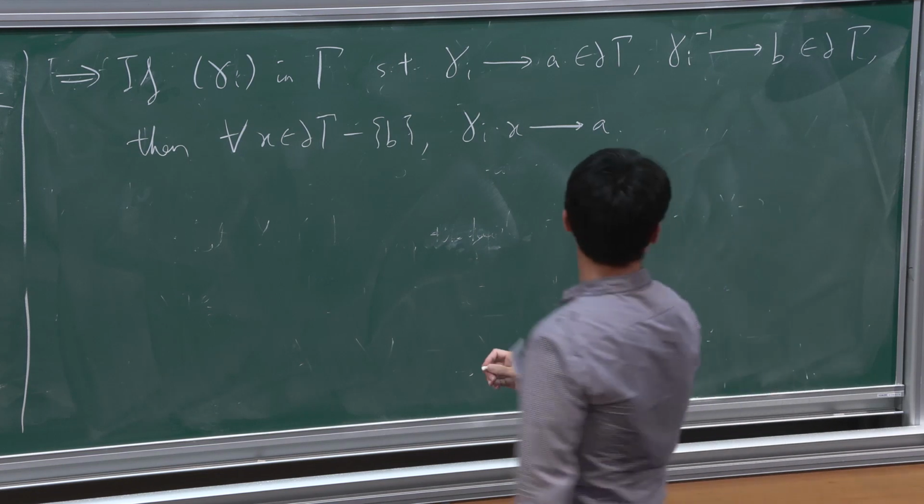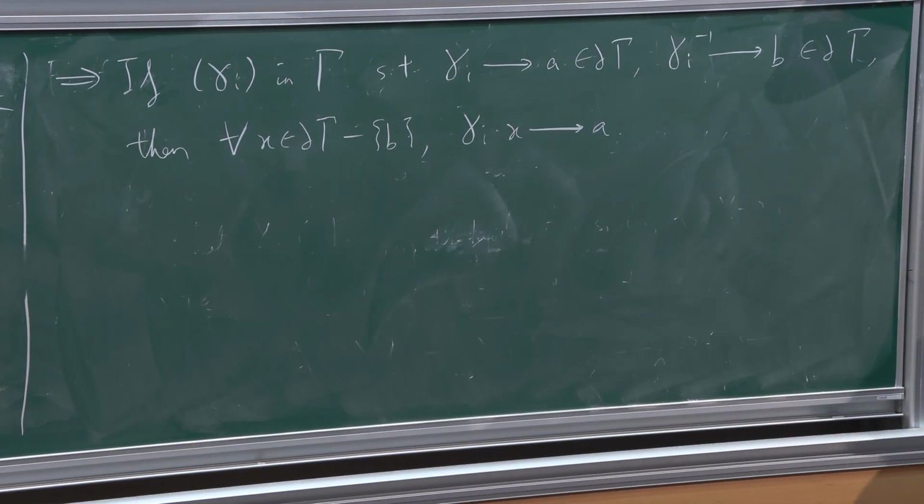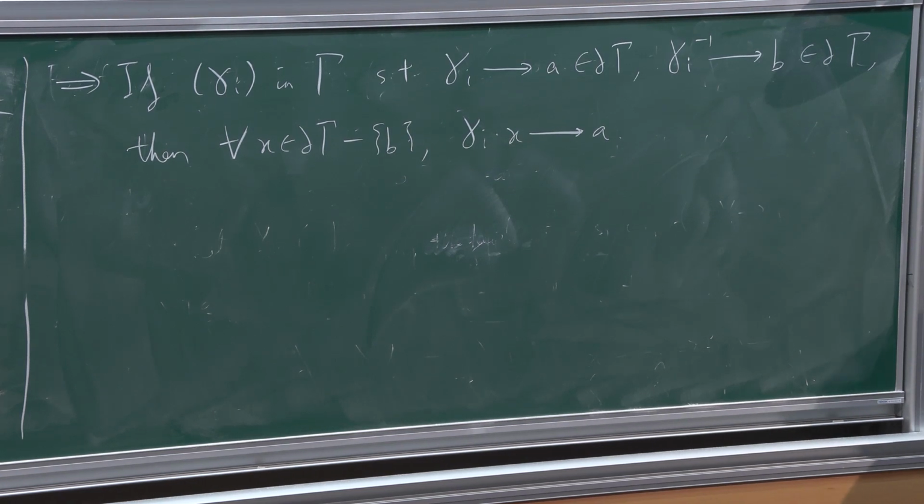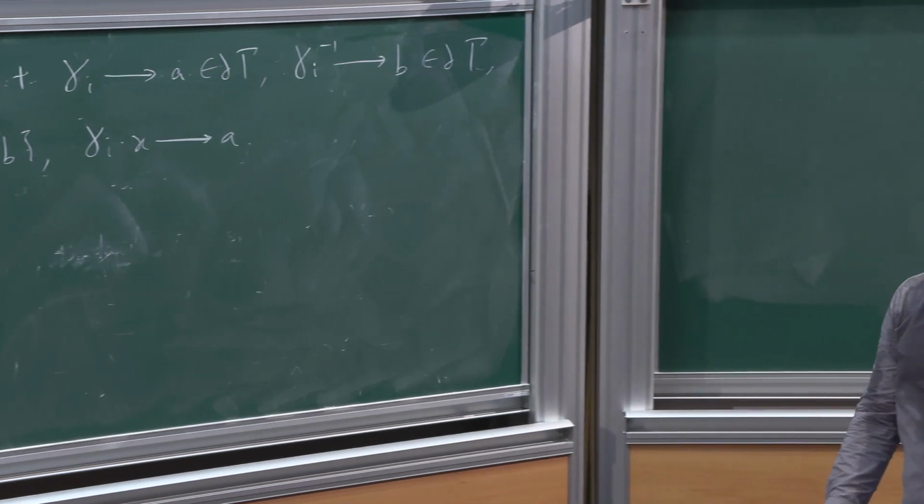So you can draw another picture here. Is A not equal to B in your assumption? No, that's not an assumption. A can be B.